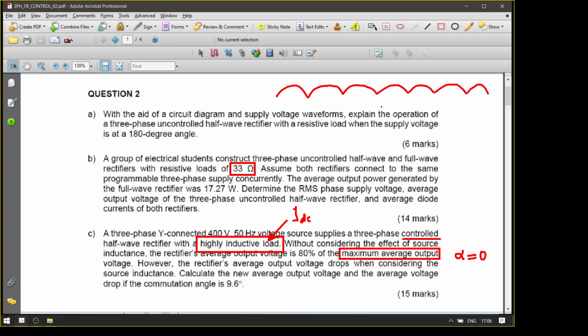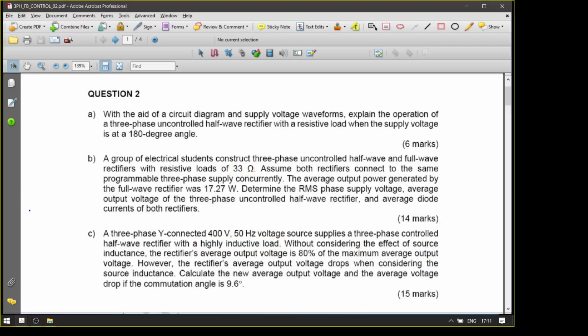As alpha is increased, your waveform is no longer the same. So if you have some value of alpha, then the average is reduced, and the question tells you that it is 80% of the maximum. So you can find what the alpha is at that time to get the 80%.